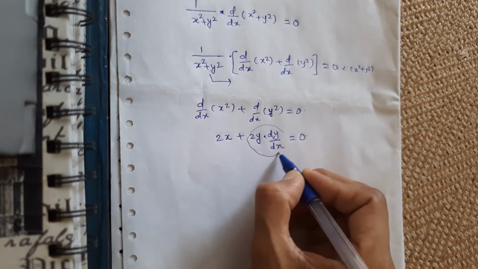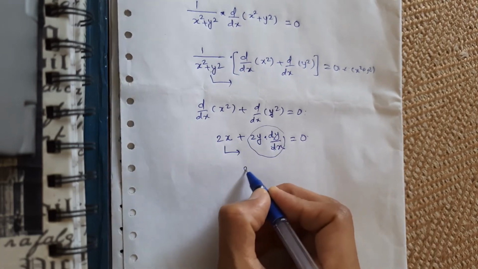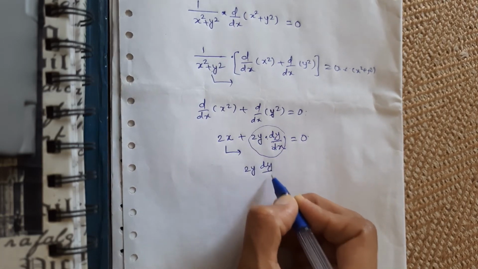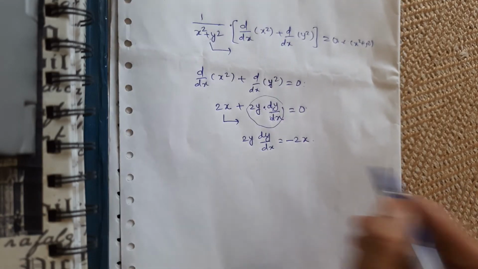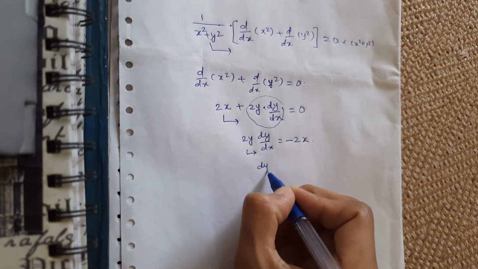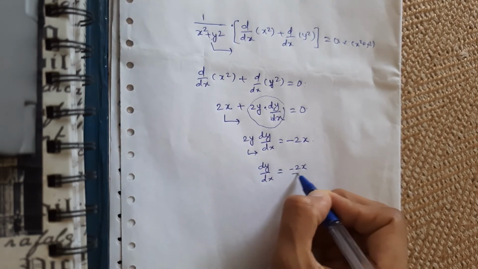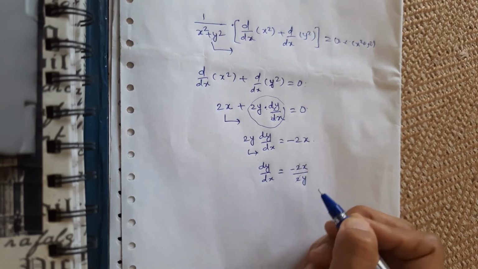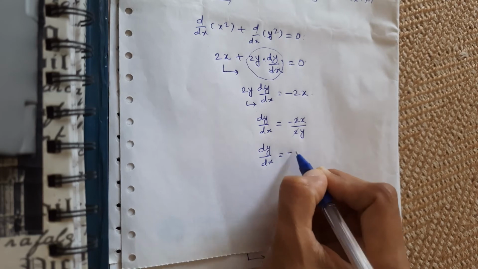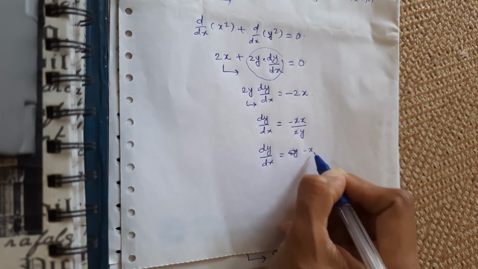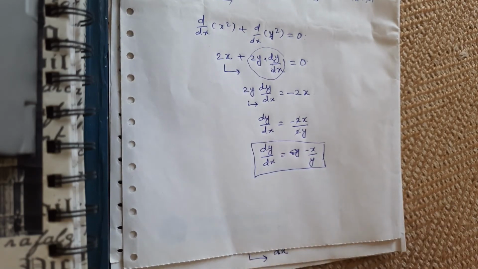Now keep this term to this side because we want dy by dx and shift 2x to this side. So 2y dy by dx equal to minus 2x. Shift this again. So dy by dx equal to minus 2x upon 2y. This gets cancelled. So dy by dx equal to minus x upon y. This is the derivative of the given function.